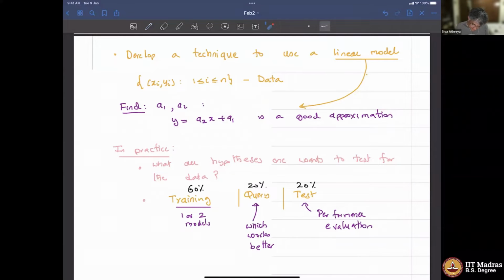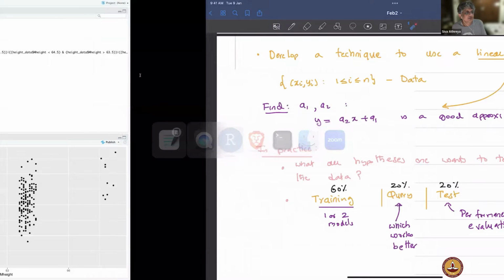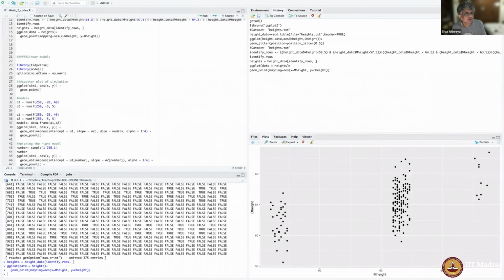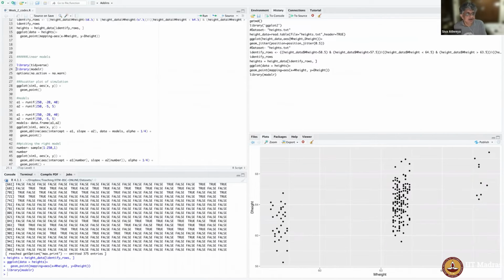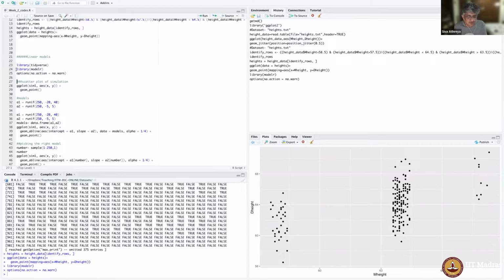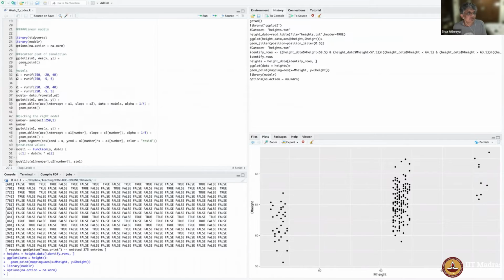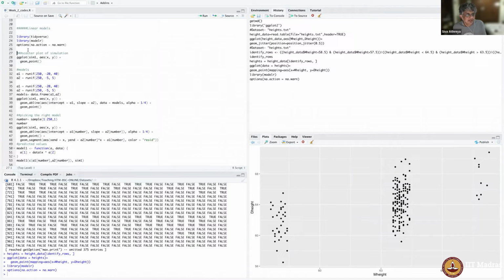So what I'll do is go to the R code right here. In this R code, I'm going to use a package called modelr. Please load it up if you don't have it. I'll wait for a second. This option is no harm, you can ignore it. sim1 is a data set in the package modelr.